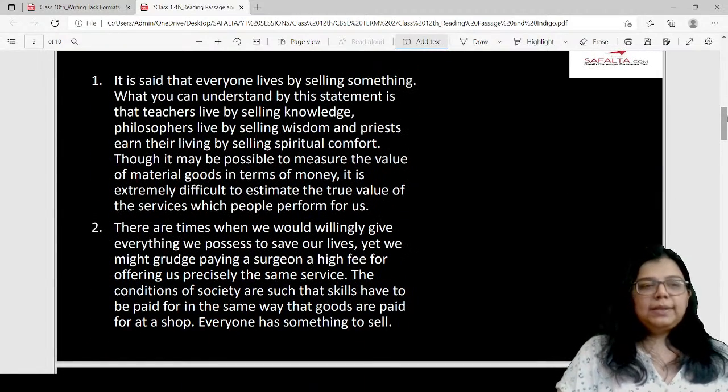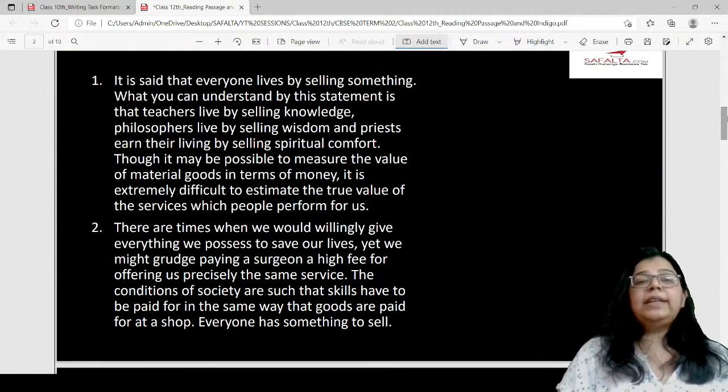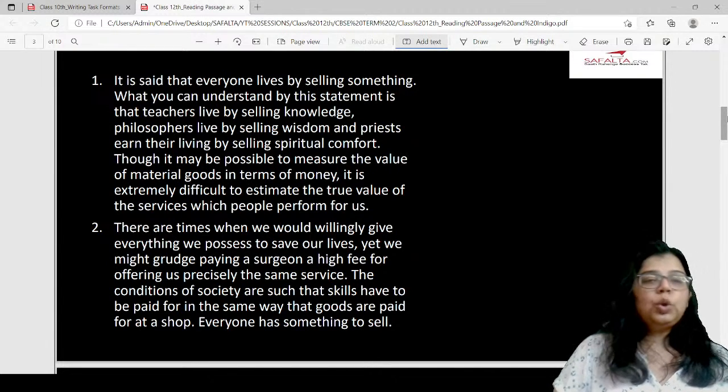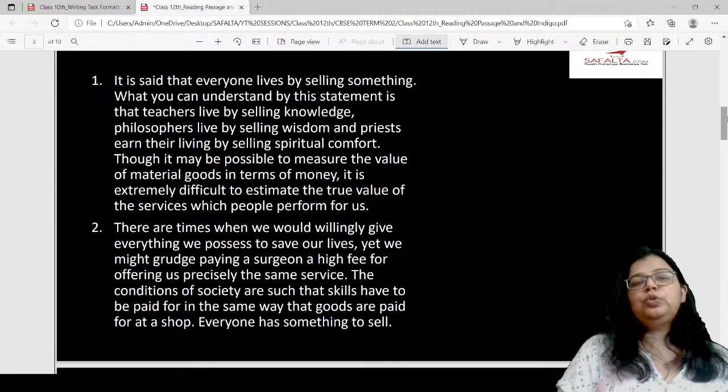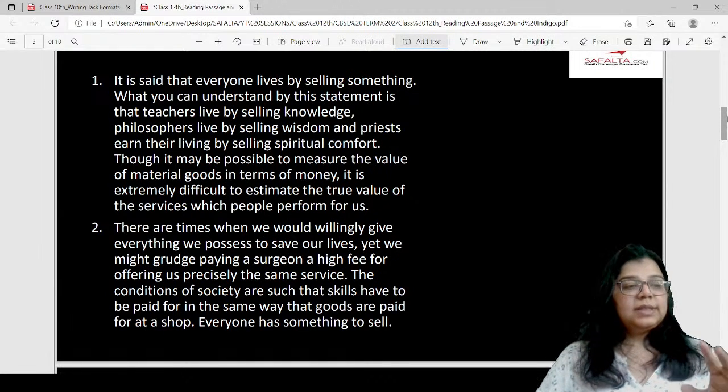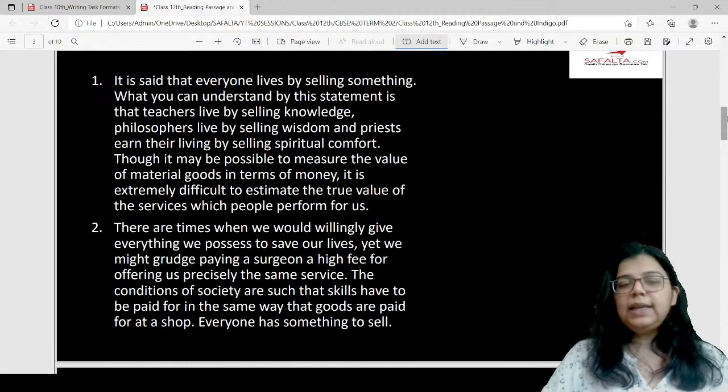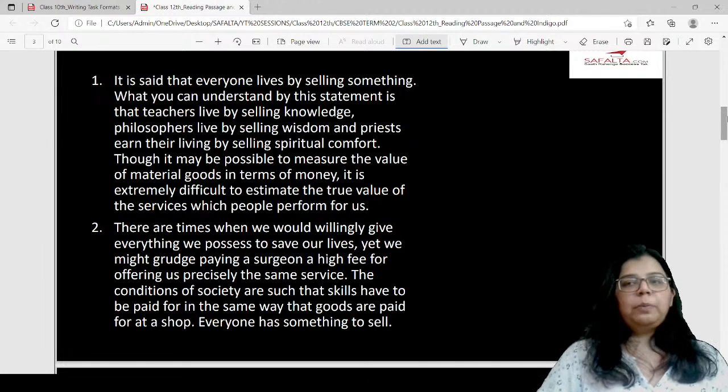Let's say this is your passage. This is a random passage that I have taken. Don't think that Nandini ma'am made you do this, so this is the one that is going to be asked. No, it's nothing like that. This is just for practice.